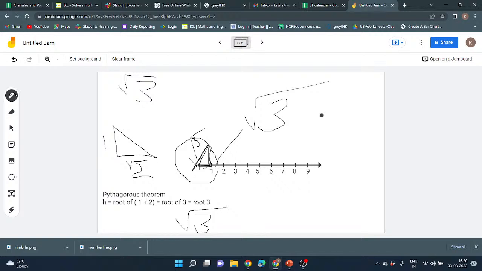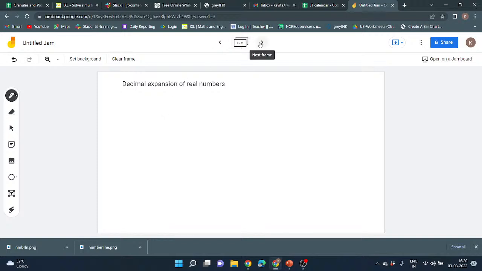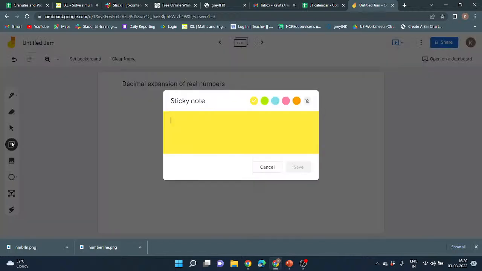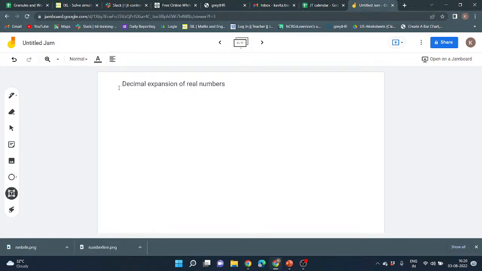Now the decimal expansion of real numbers. Basically we are going to expand the decimals, and let's have some examples. Let's have some numbers which are in the form of decimal. Let's say we have a fraction which is 10 divided by 3, or 10 thirds. So when we divide 10 by 3, we will get 3.3333 and so on.